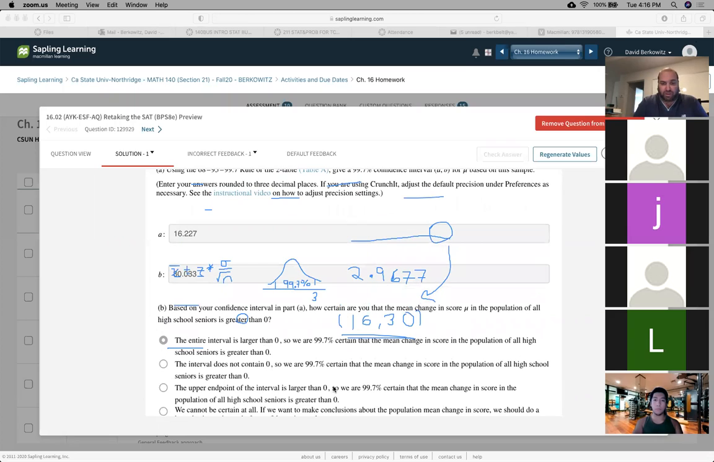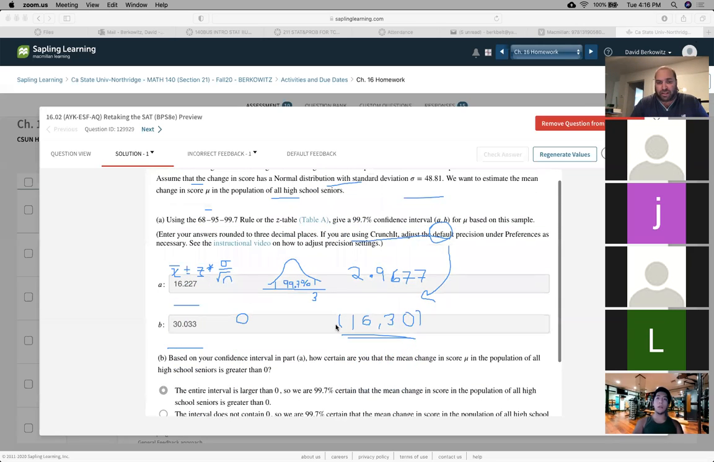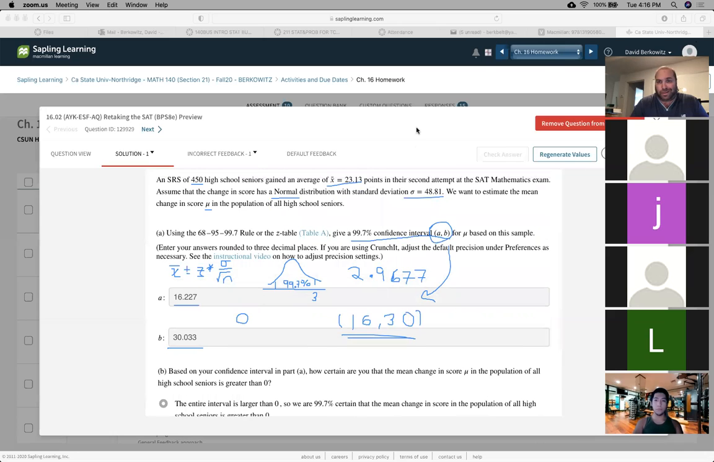The upper endpoint is larger than 0, so we're 99.7% certain the mean change in score is greater than 0. It's not the upper endpoint. What if the lower endpoint was negative? Then the interval would contain 0, and then we cannot be certain at all. If we want to make conclusions about the population mean, we should do a hypothesis test instead of a confidence interval. Hypothesis tests and confidence intervals overlap. They give you the same answer. They're just two different methods of getting the answer. So that will be the answer to that one.